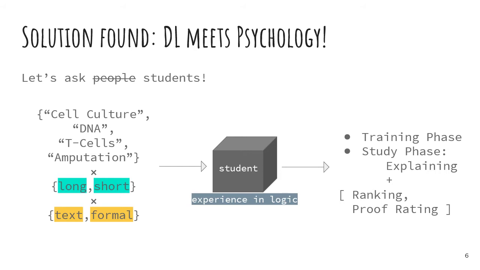Before that, they had a very short training phase with text and formal proof to work their way into the different kinds of proofs. And at the end of the experiments, they also ranked the proofs.